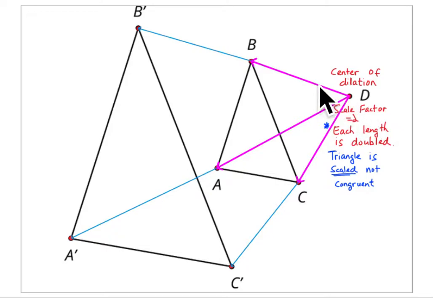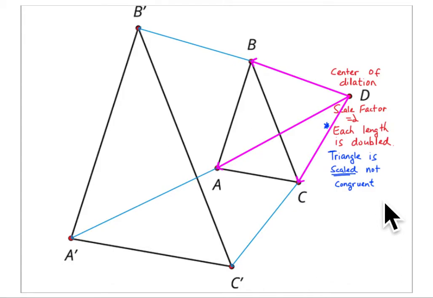So for the scaling, you just draw arrows through each of the vertices, and the scaled image is twice as far away from the center of dilation as the original image. So the length to B prime is twice as far as the length from D to B, and so on throughout. So the triangle is scaled, but it is not congruent.